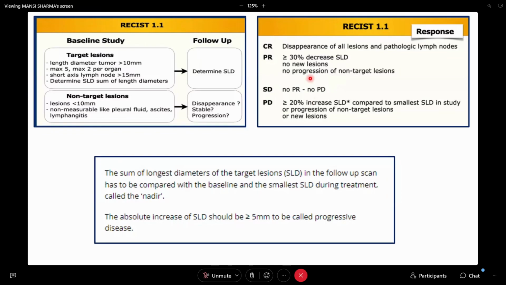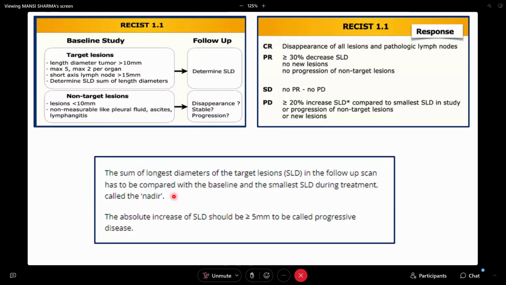An unequivocal progression, as we use the terminology in the trial setting. Stable disease is when there's neither partial response nor progressive disease as per these criteria. Disease progression is when there is a 20% or greater increase in the sum of diameters, and this is compared to the nadir scan, so not the baseline scan. Please remember that if you're doing serial scans and scan 2 or scan 3 shows that the tumor is at its lowest or smallest, that is what we'll compare. And if it starts increasing by 20% or more, then we call it progressive disease. An absolute increase of more than 5 mm should also be there for it to be called progressive disease.